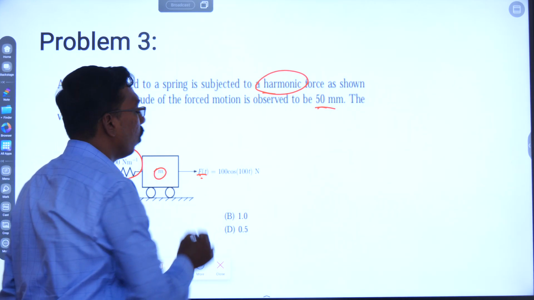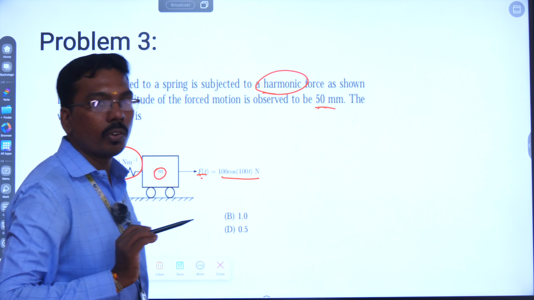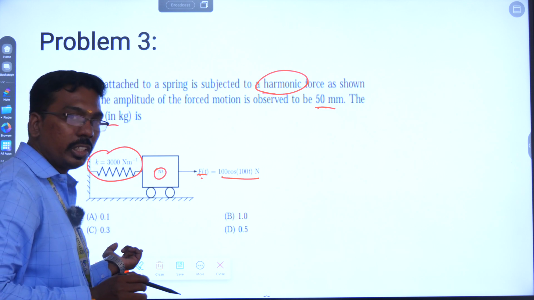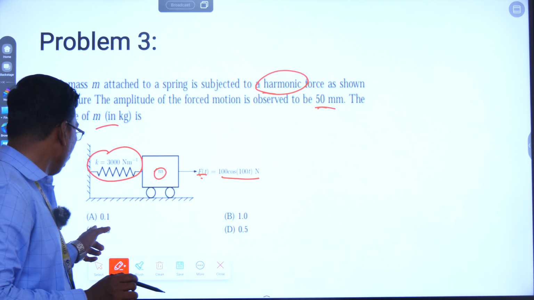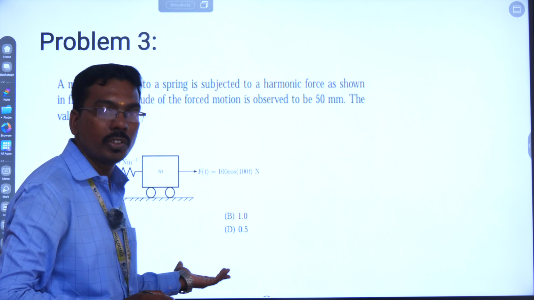Then F of t, force in time, is nothing but 100 cos 100t Newton. So four values have been given. First value A is 0.1, B is 1.0, C is 0.3, then D is 0.5. So finally we have to identify which value is right.